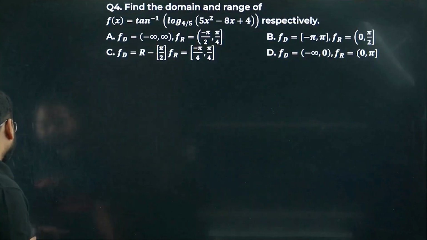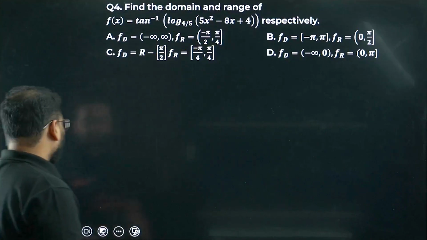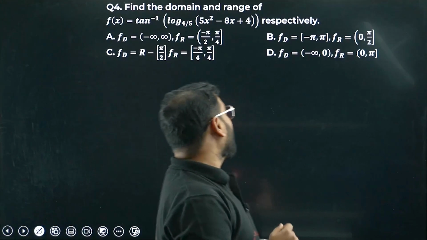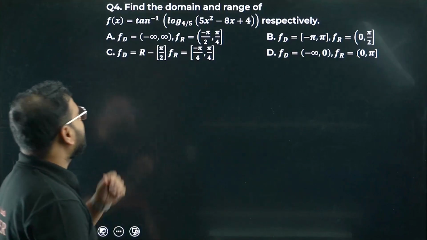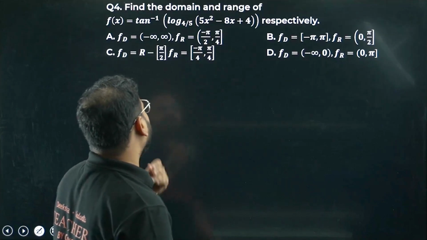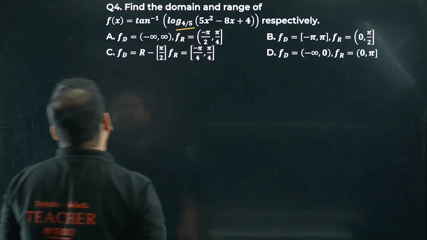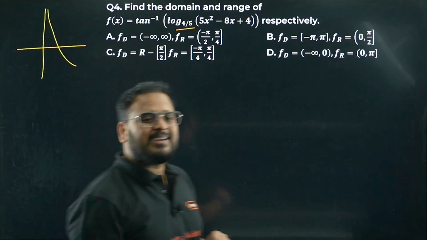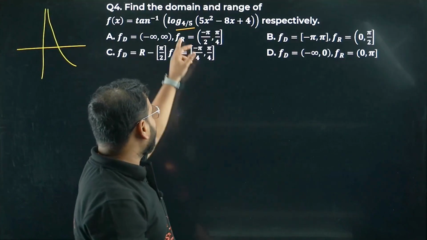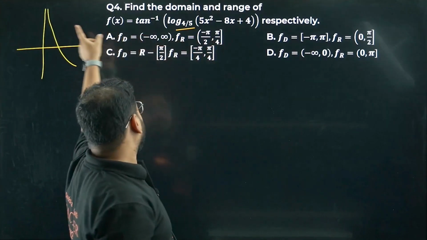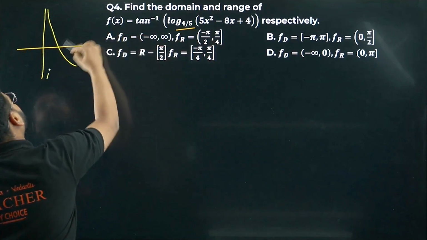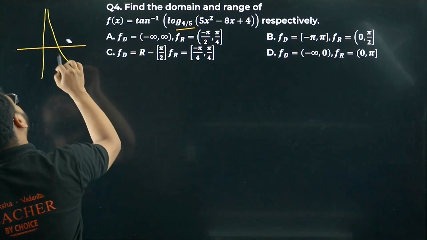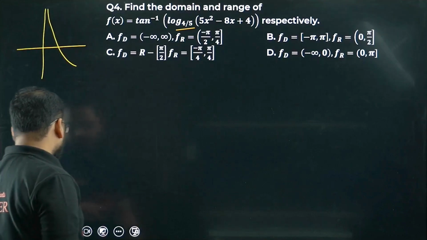Moving on to question number 4. Find the domain and range of f(x) equals tan inverse of log with the base 4 by 5. A few things to remember here. Log with the base 4 by 5 means log will have a decreasing nature. When the base is less than 1 and more than 0, the graph decreases, whereas if it is more than 1, the graph will be increasing. Here 4 by 5 is less than 1, hence the decreasing log.